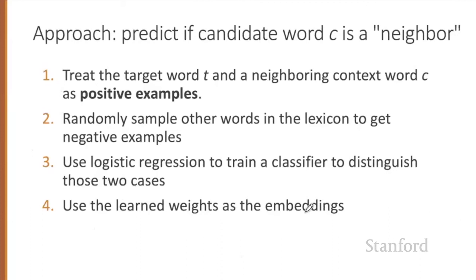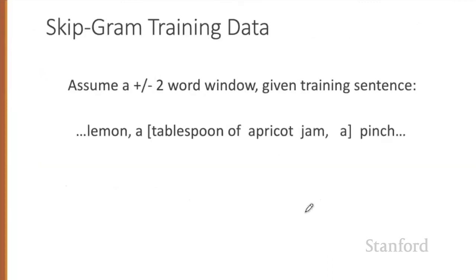The intuition of skipgram is to treat the target word t and a neighboring context word c as positive examples of words that can occur near each other, then randomly sample other words in the lexicon to get negative examples, and use logistic regression to train a classifier to distinguish these two cases, and then use the learned weights as the embedding representation of the words. Let's start by thinking about the classification task, and in the next lecture we'll turn to how to train. Imagine a sentence like the following, with the target word apricot, and assume we're using a window of plus or minus 2 context words.